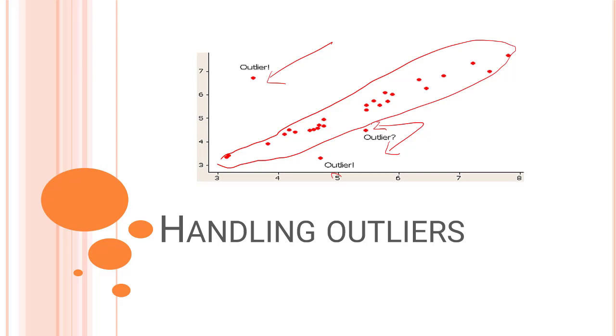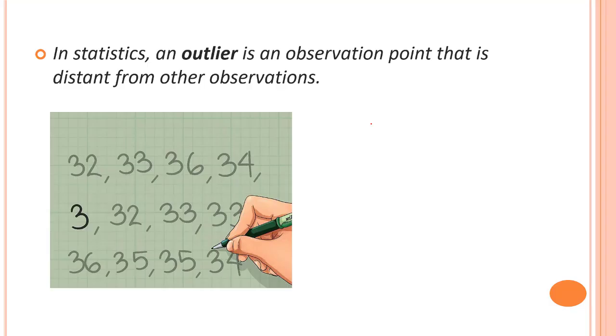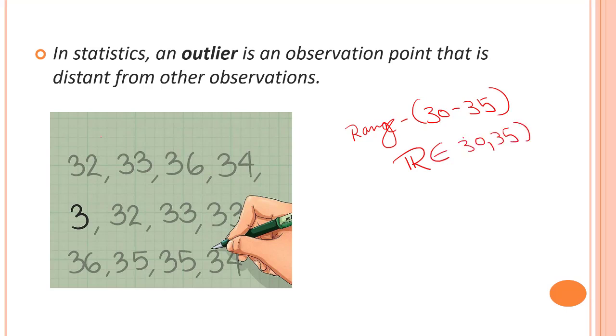If you still don't get a sense of what an outlier is, let me clarify it for you. In statistics, an outlier is an observation point that is distant from the other observations. So if you see a bunch of numbers, we have 32, 33, 36, 34, 3, 32, 33. All of these lie in the range of 30 to 35 somewhere, and 3 lies less than 5. So that is an outlier to my data.